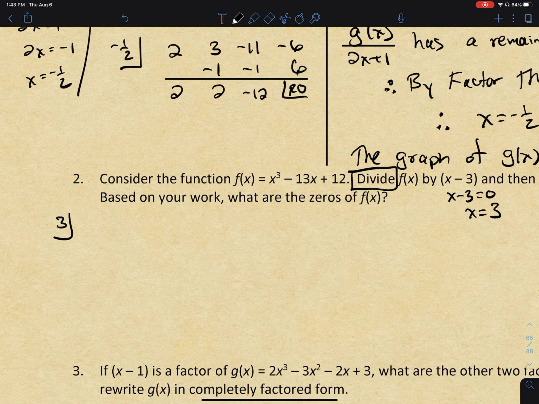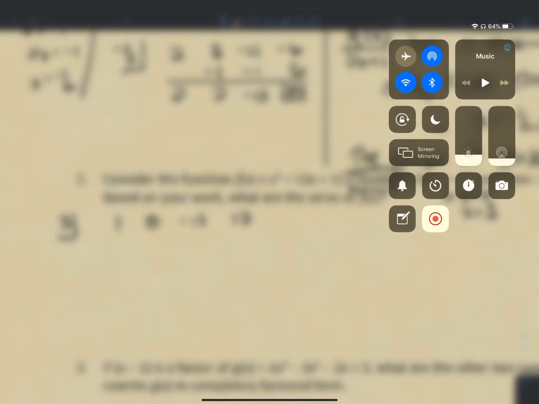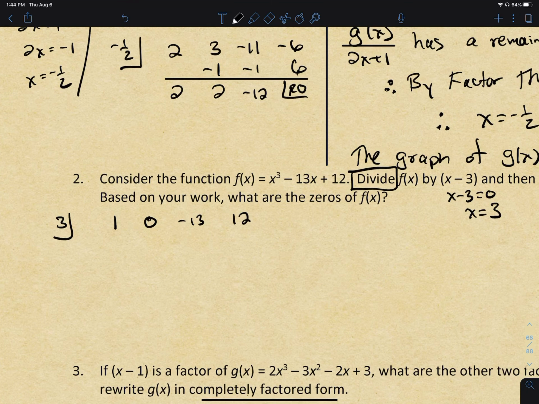The coefficients of x cubed minus 13x plus 12 are 1, 0, negative 13, and 12. So if I divide this synthetically, I'm going to get 1, 3, 0, 3, negative 10, negative 30.